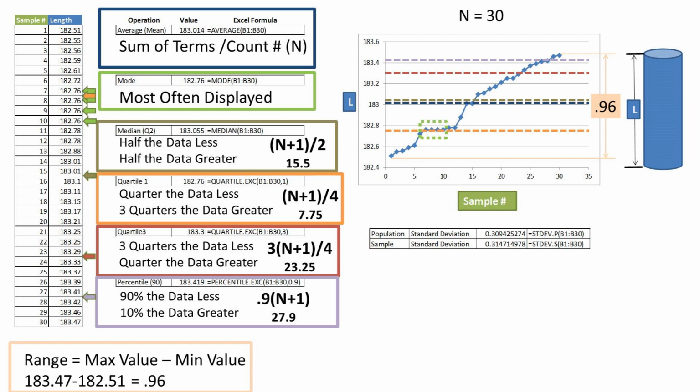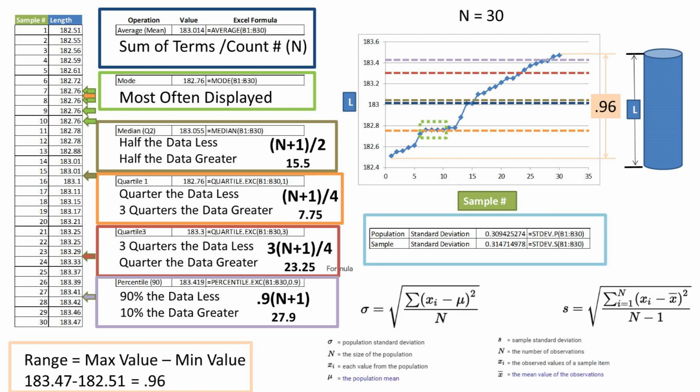The range can be found by taking the max value and subtracting the minimum value. So because the data has been organized from least to greatest, we take the 30th value minus the first value and get 0.96 units for our range. This is depicted on the graph. As you can see, we have a 0.96 distance from the max value to the minimum value.